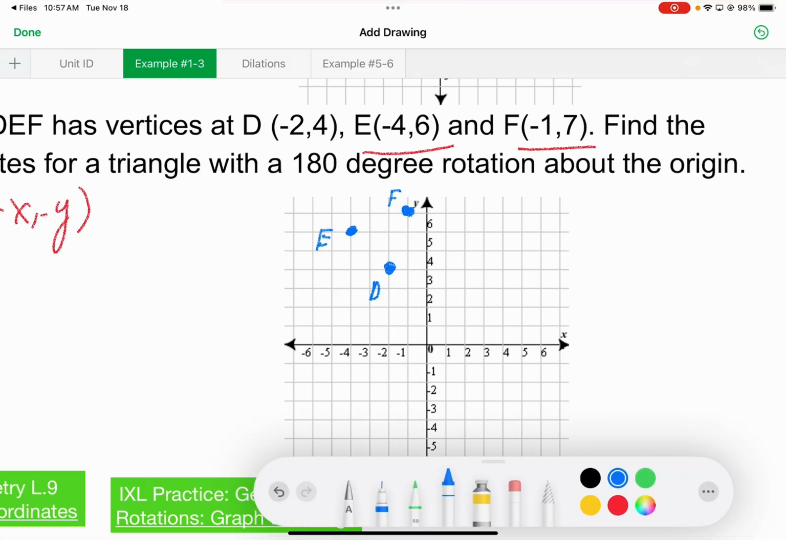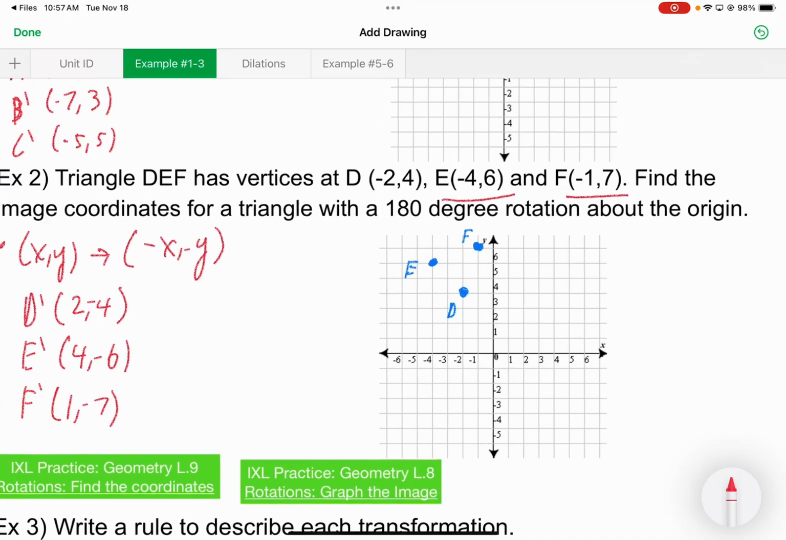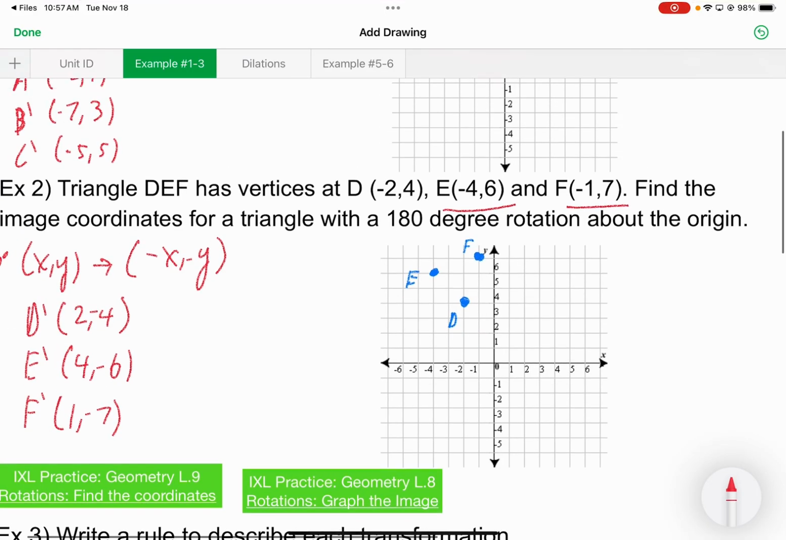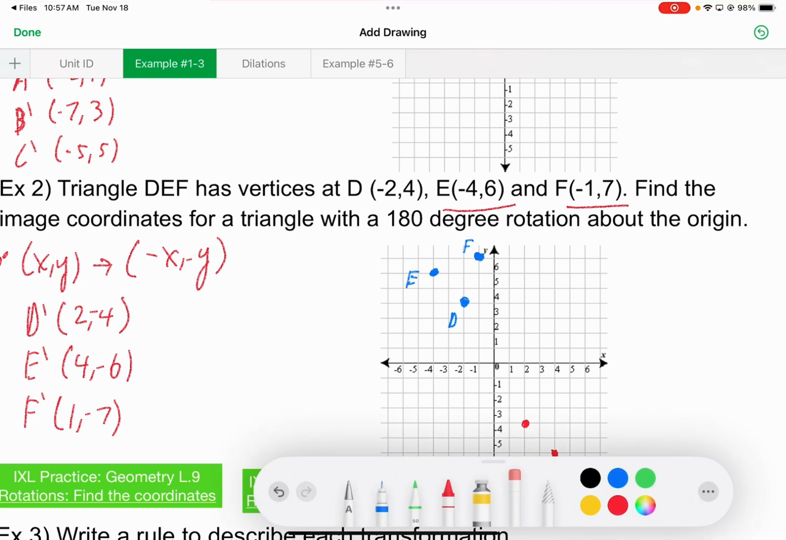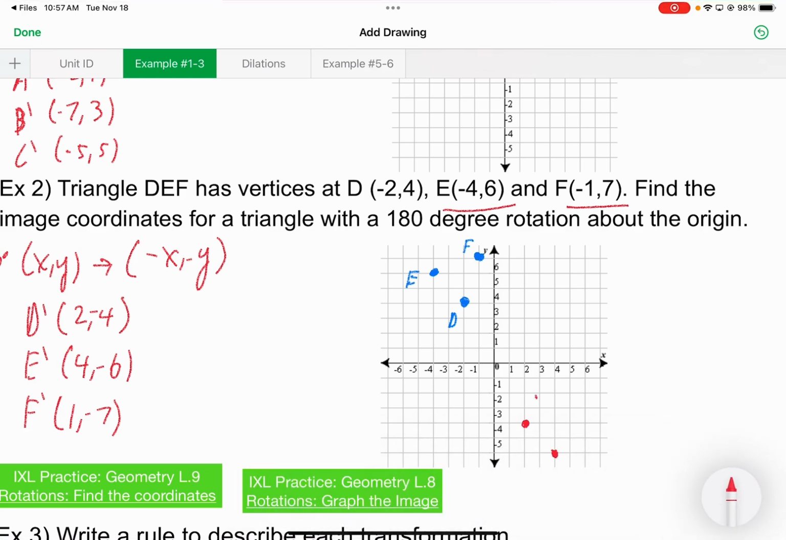All right, so then my new points. D prime is at 2, negative 4. 1, 2, 3, 4, okay. It's D prime. E prime is at 4, negative 6. I don't like where I wrote that. So then D prime, E prime, and then F prime is at 1, negative 7.